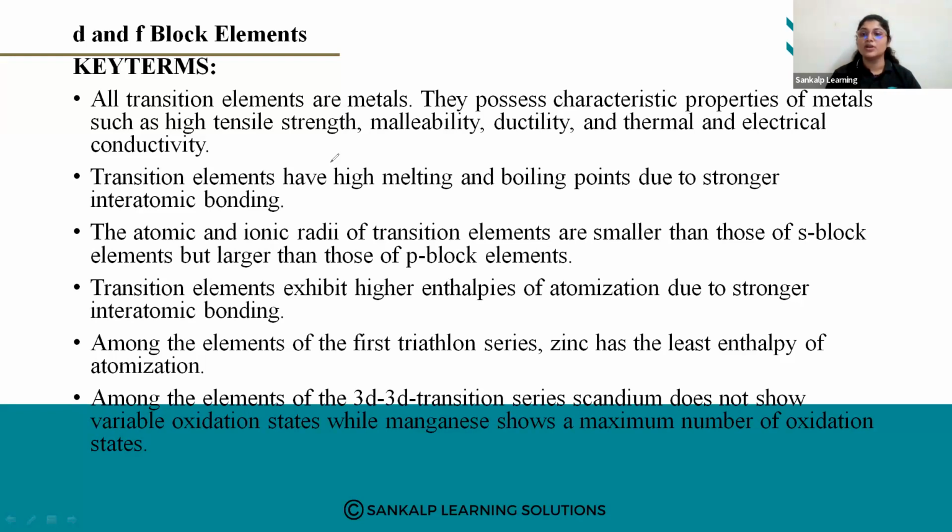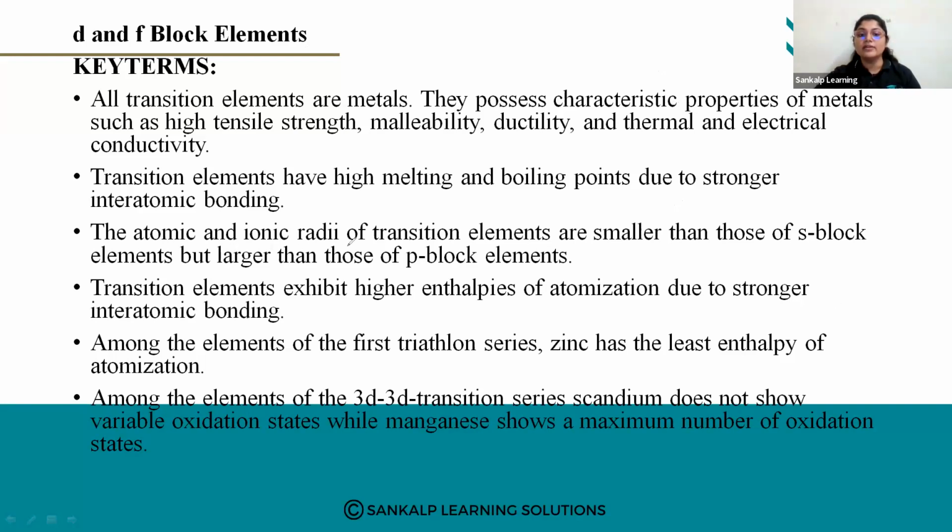For example, copper. So copper wires are used where? They are used in electric wiring. Why? Because they are good conductors of heat and electricity. So because of these properties, all these transition elements are metals, and they have the characteristic properties of metals. Also, these transition elements have high melting and boiling points. Why? Because of the stronger interatomic bonding.